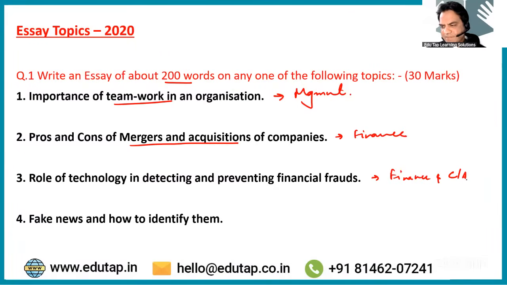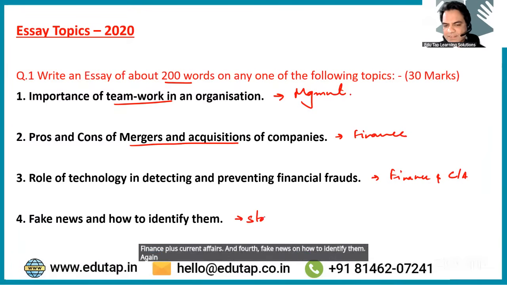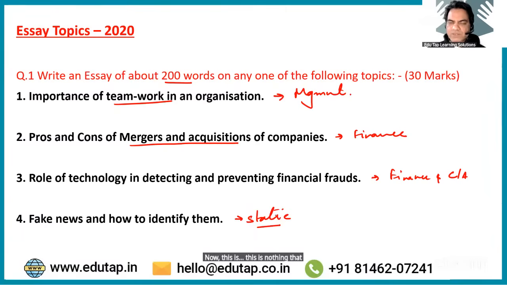Finance plus current affairs. And fourth, fake news and how to identify them. Again, this is called a static topic. Now, this is nothing that you can prepare for. There's no data point, no statistics, no report, no scheme for this topic, right? So this is what we call a static topic.